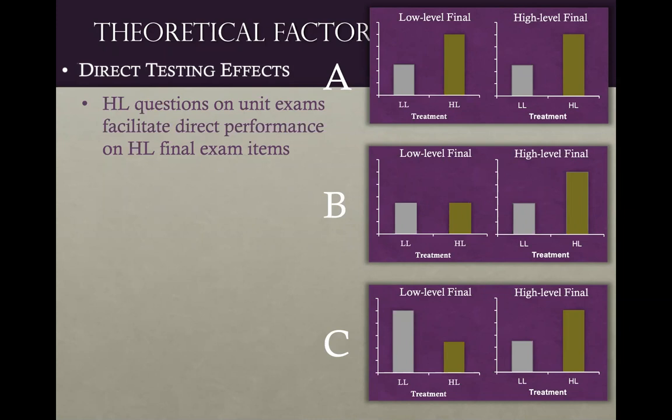And Hannah, if you could start the poll, that'd be great. Perfect, poll is started. So the low level and the high level, the left and right set of graphs, that's the exam items on the final. So the low-level final exams, the high-level final exams, and then along the x-axis is the treatment, whether they were in the low-level treatment where they took all low-level exams, or whether they're in the high-level treatment where they took all high-level exams. So if it is just the case that high-level questioning helps you with that particular skill, what would you expect to see on the final exam?